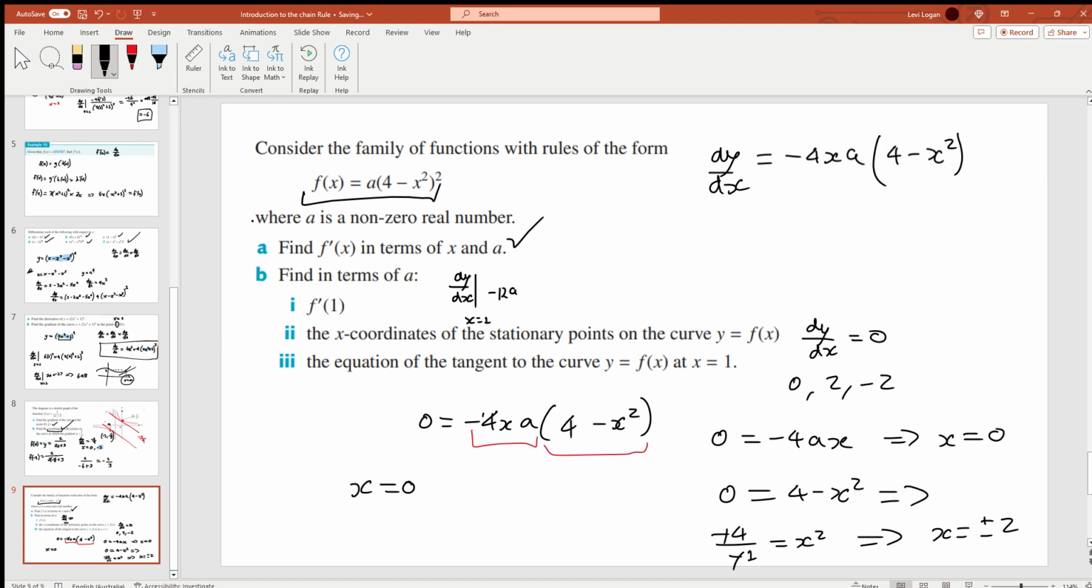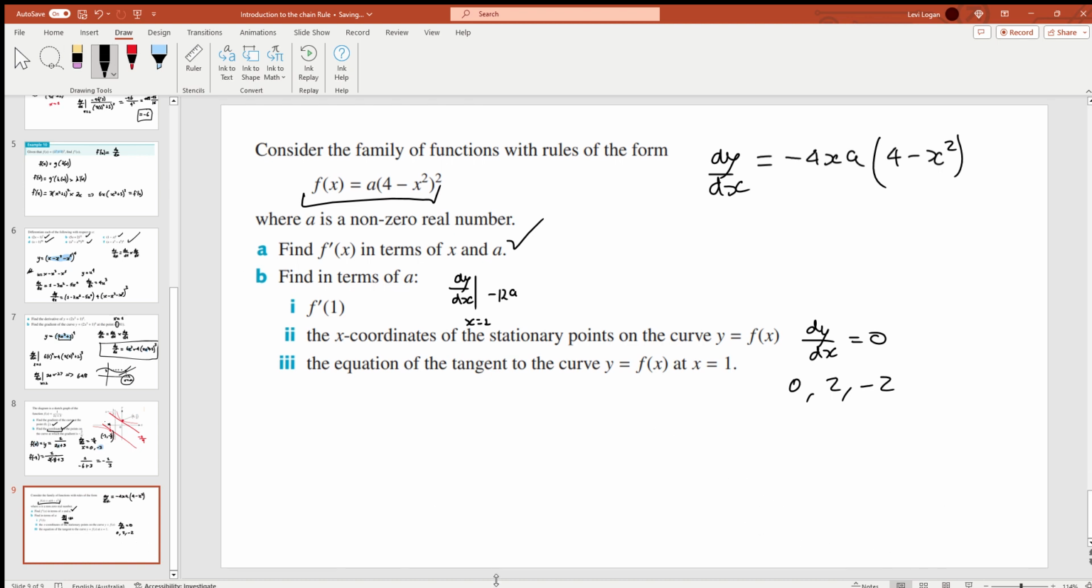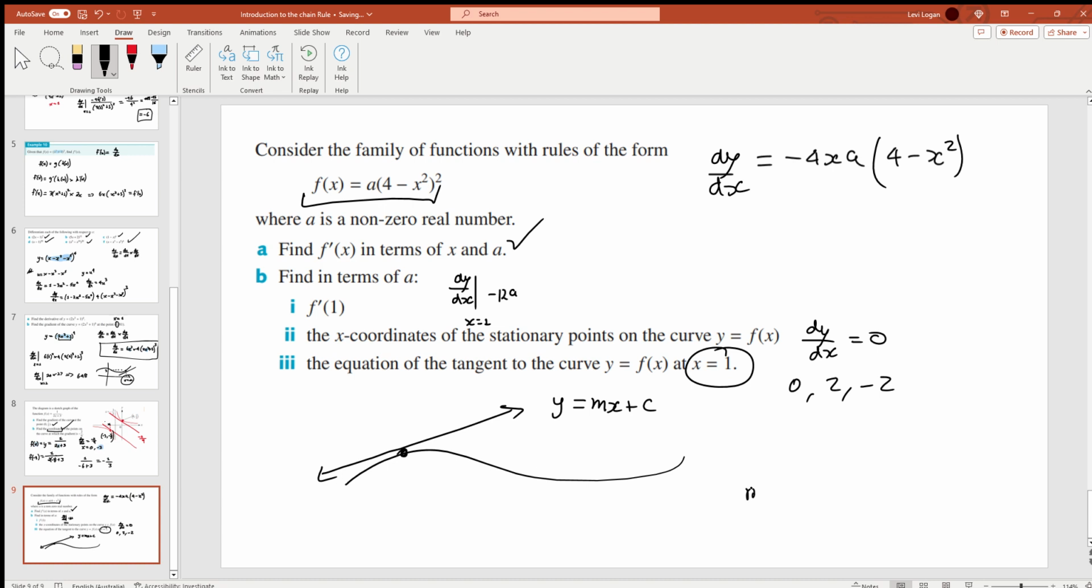Okay, so B II, the equation of the tangent to the curve of y equals f of x at x equals 1. Okay, so what that's asking for is pretty much, we need our tangent line, which is going to be an equation of a line just touching our curve. So all we need is the instantaneous gradient at that specific point, and the equation y equals mx plus c. Okay, so we already worked out what the gradient is at x equals 1, so we know our m is negative 12a for our mx plus c.